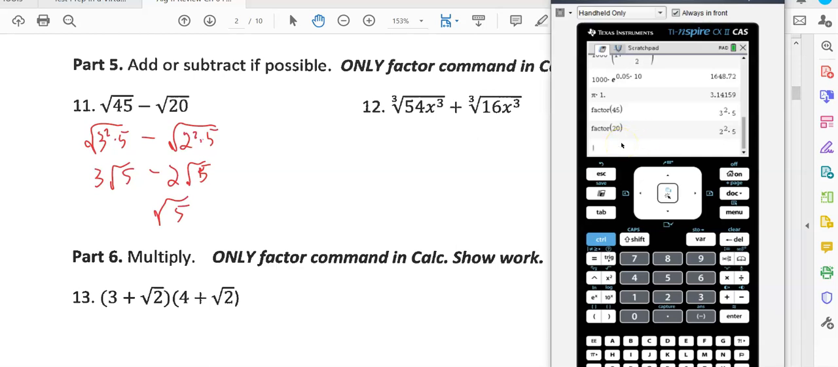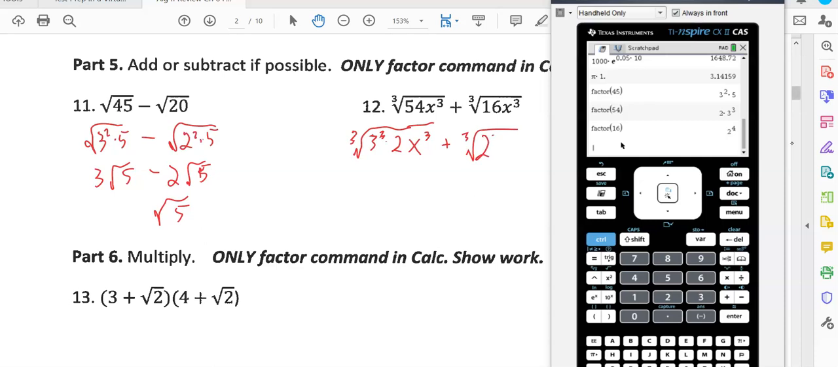Let's prime factorize 54 as well, and 16. Okay, so we have the cube root of 54 is 3 to the third times 2, and then we still have the x to the third inside of there, plus the cube root of 2 to the fourth. I'm going to write it this way, 2 to the third times 2 to the first, just to make it more clear that three of those are going to come out, but one of them is going to be left over inside.